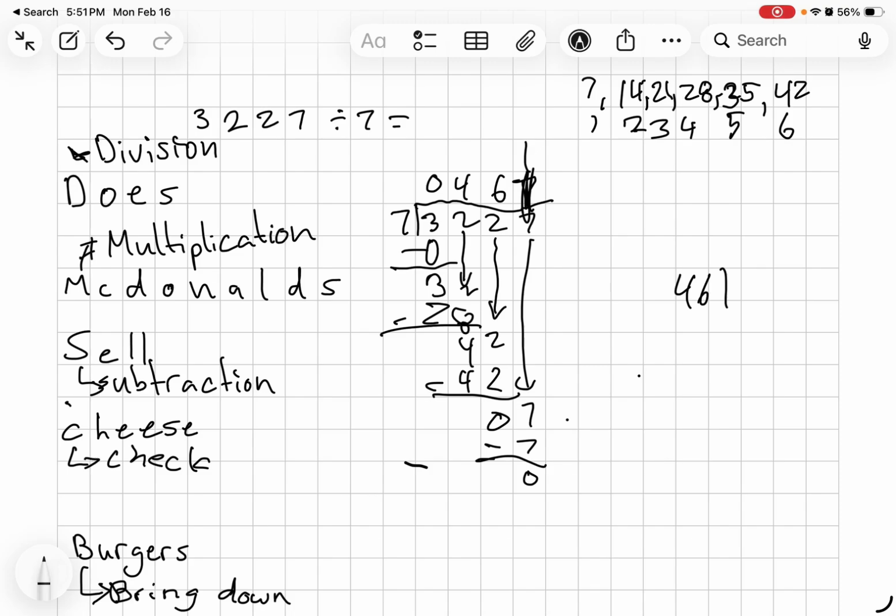Now, if you think I'm wrong, you can multiply your answer times 7 to get 3,227. So let's do this. 7 times 1 is 7. 7 times 6 is 42. 7 times 4 is 28. Plus 4 is 32. And we get 3,227.